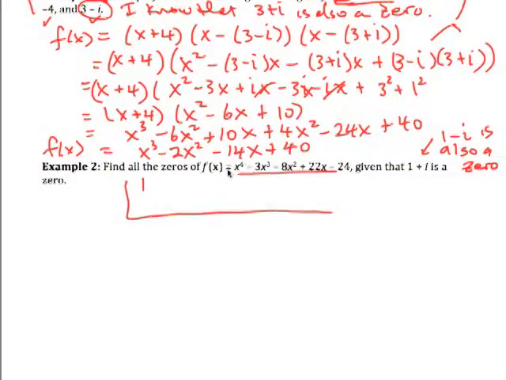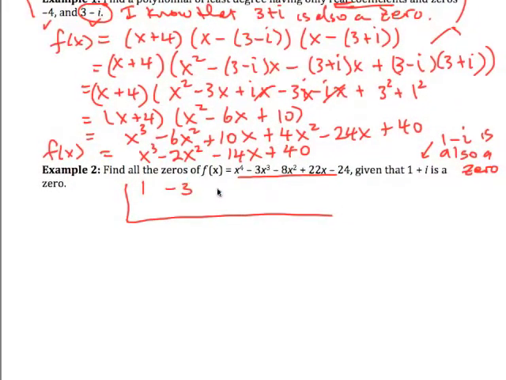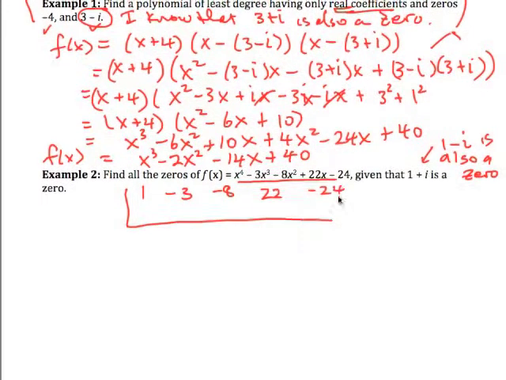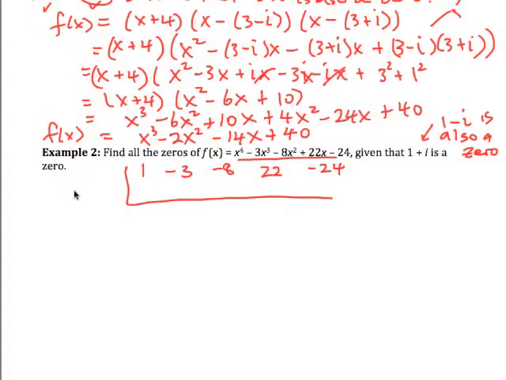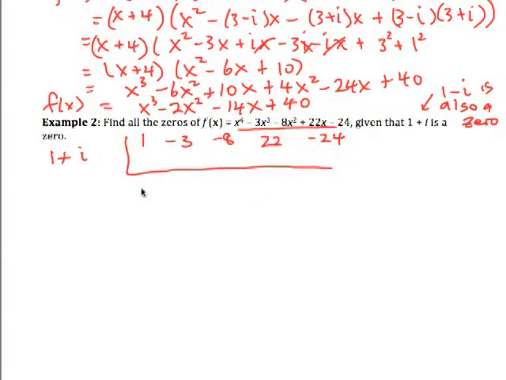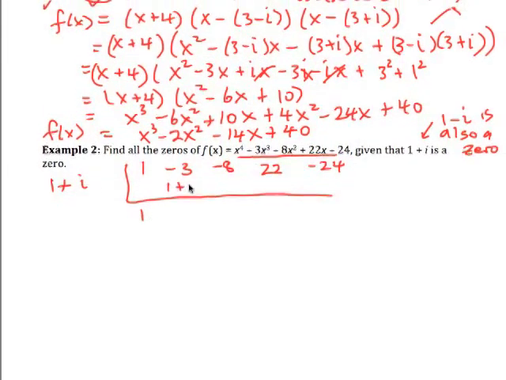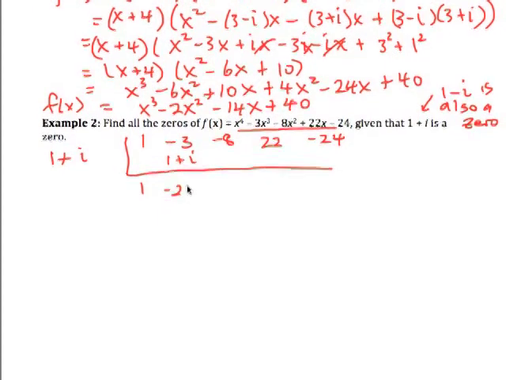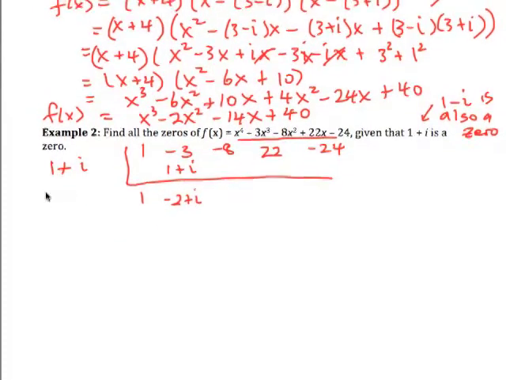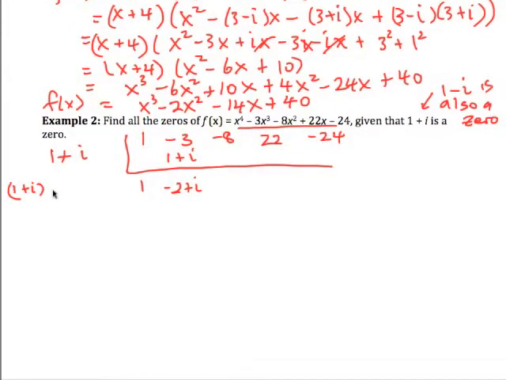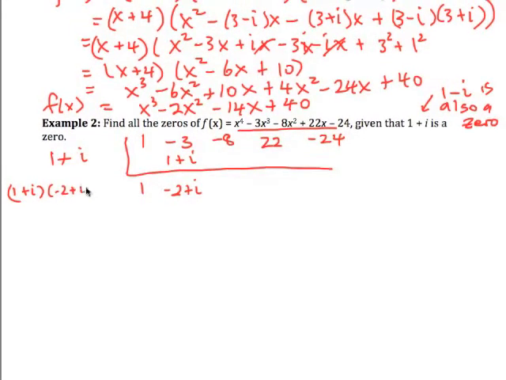and we're going to have a 1 here, a negative 3 coefficient, a negative 8, a 22, and a negative 24. Now we have to be careful here because we're using a 1 plus i. We bring the 1 down and we get 1 plus i. Now we can only add real parts, so this would give me negative 2 plus i. Now of course I've got to multiply 1 plus i by negative 2 plus i.